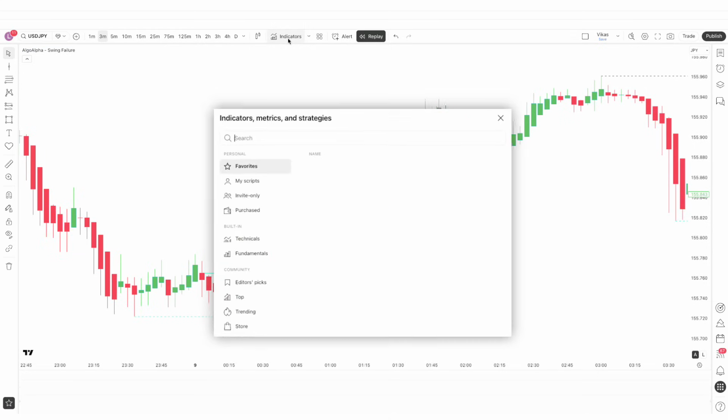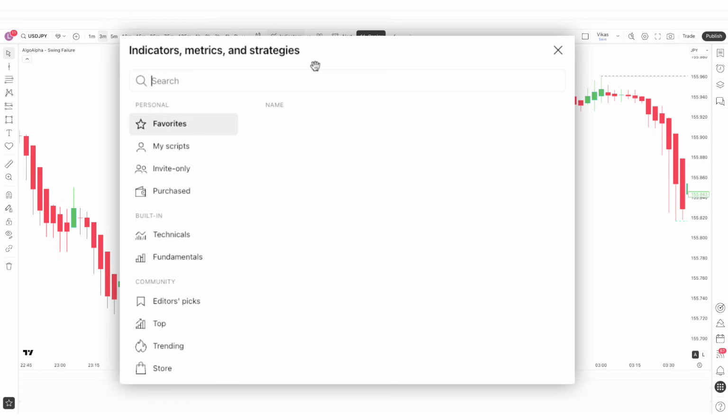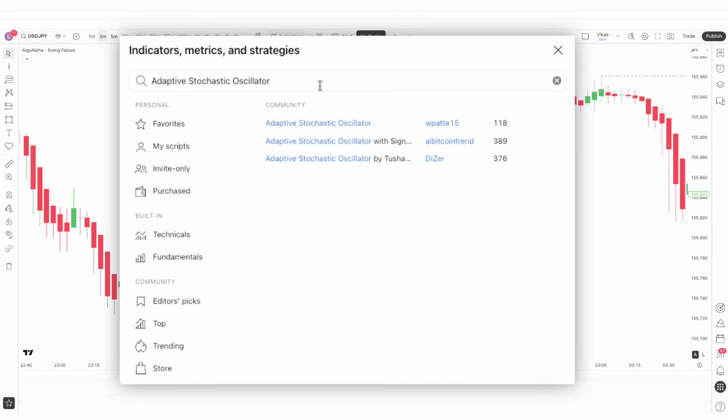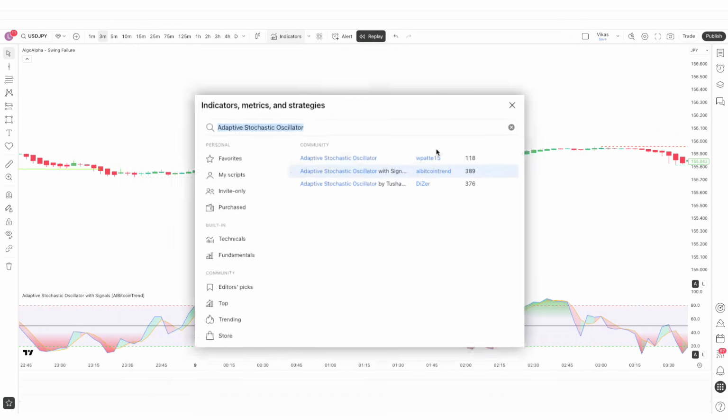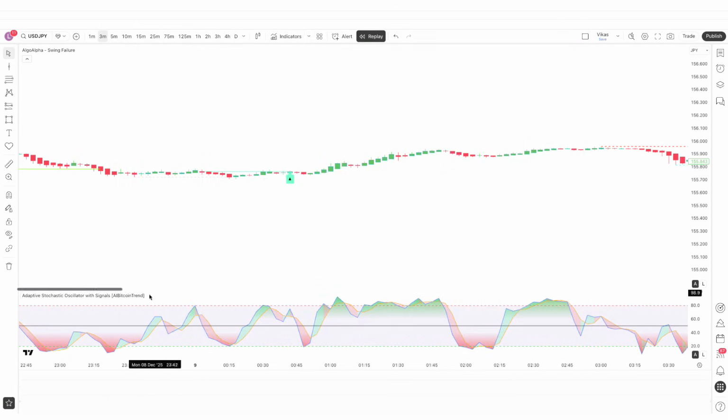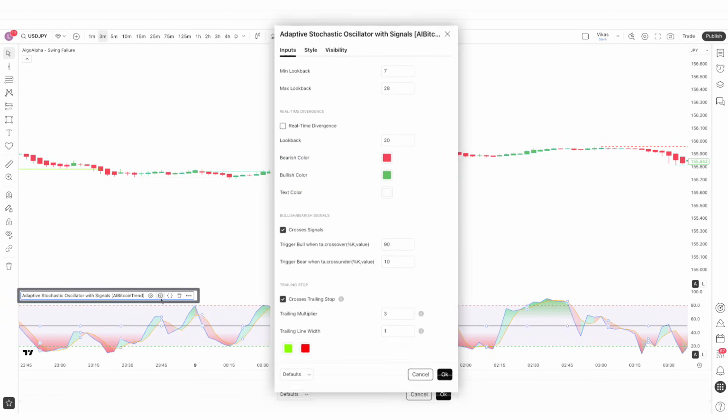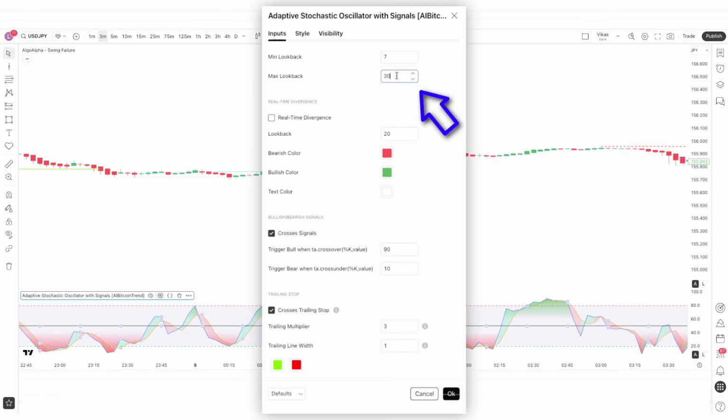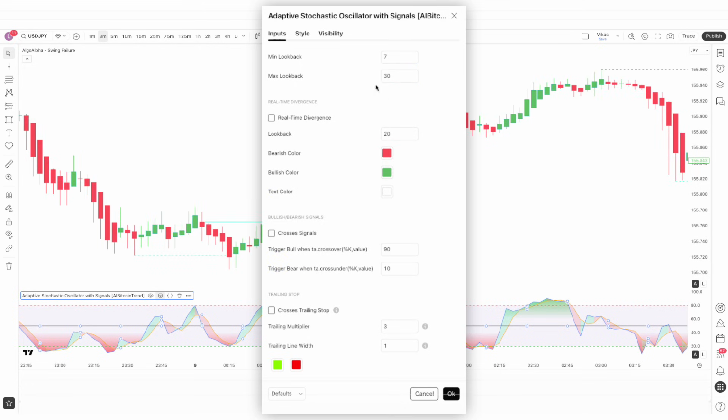Now we'll add one more indicator to make this strategy more powerful. Let's open the Indicator Search tab, search Adaptive Stochastic Oscillator, and select this one called Adaptive Stochastic Oscillator Indicator, created by AI Bitcoin Trend. Now let's access the settings of this indicator so we can modify it to suit our strategy. We change the max look back option from 28 to 30, and we have to keep these options hidden.